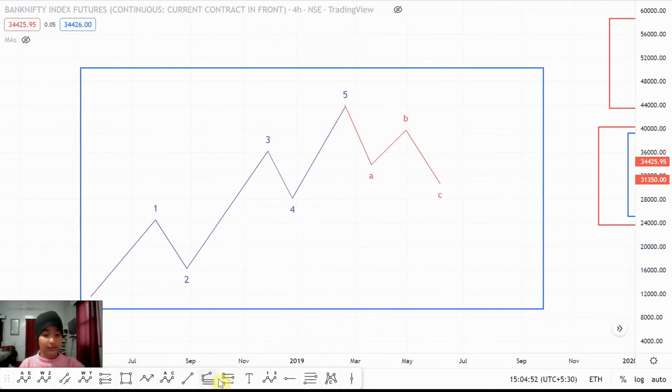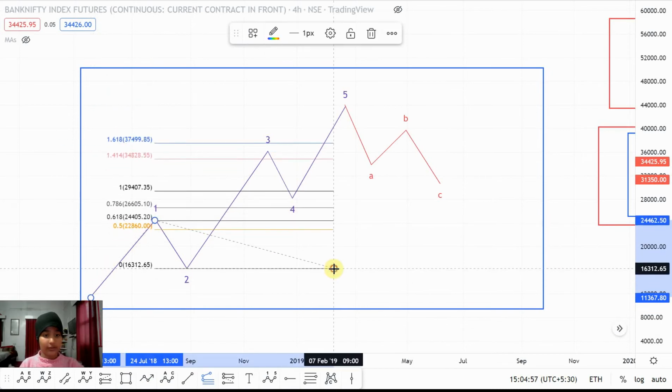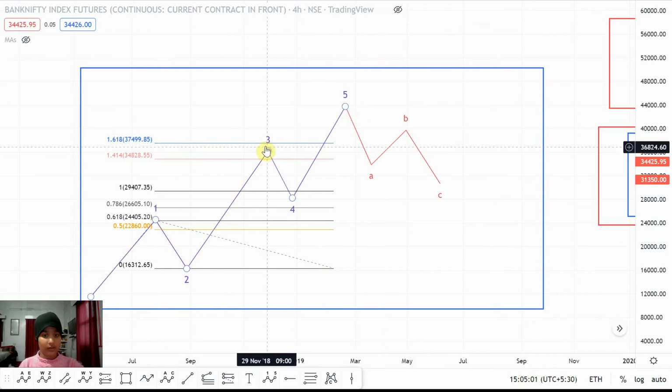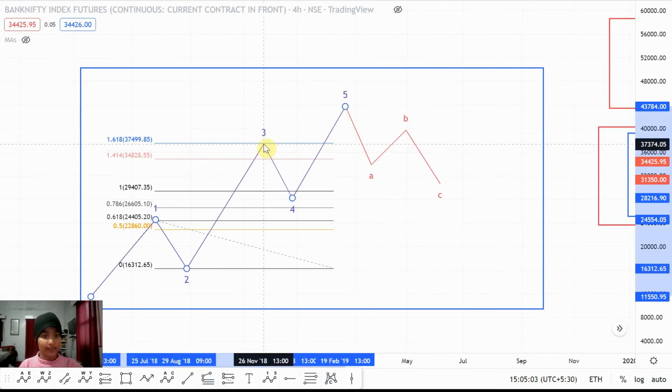For checking our third wave, we put this extension. Our third wave can extend up to 1.618, and it may also come at this level 1.